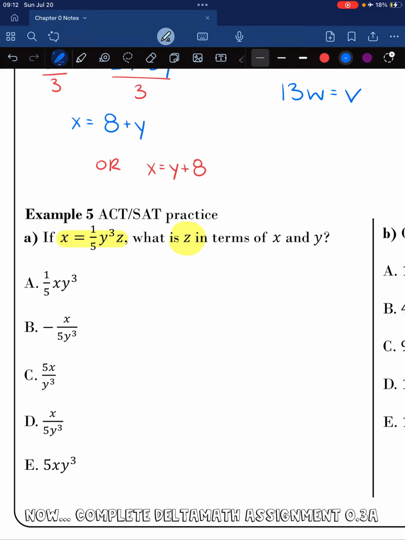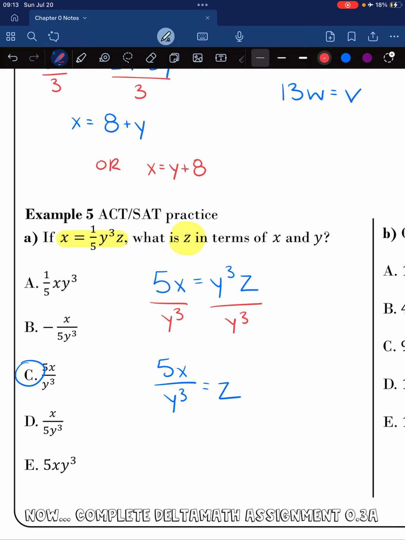Okay, so we have maybe multiply both sides by 5 first to get rid of that fraction. Divide both sides by y cubed. And glancing through my answer options, that sure looks like C.